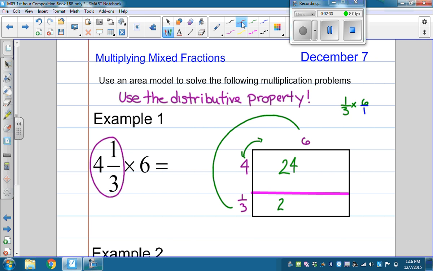So to multiply 1/3 times 6, if you can't do that with mental math, you can do this. Multiply the numerators and you get 6. Multiply the denominators and you get 3. So 1/3 times 6 is 6 over 3, which is equal to 2. So once you do that scratch work, you take what's inside the area model and you add the parts together and you get your final answer. So 4 1/3 times 6 is 26.